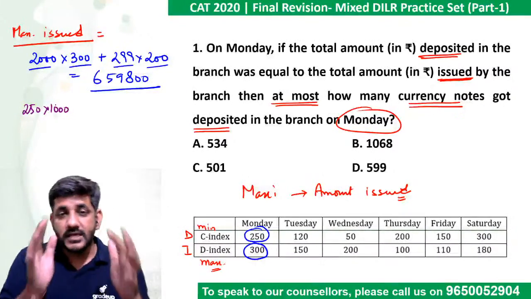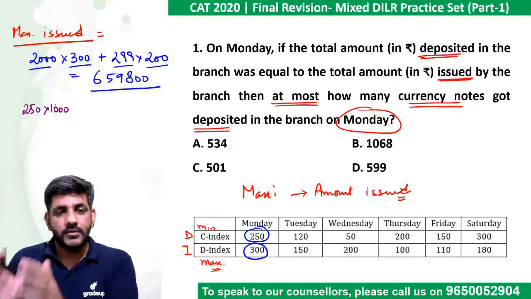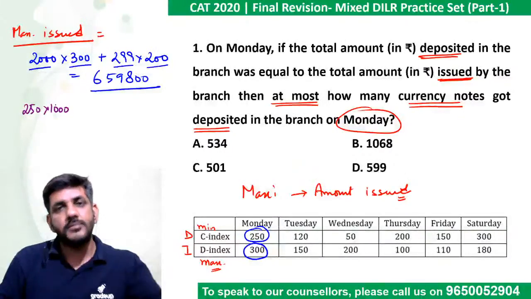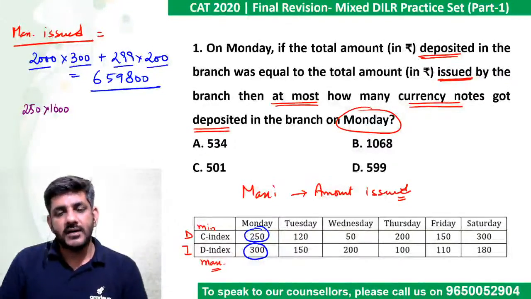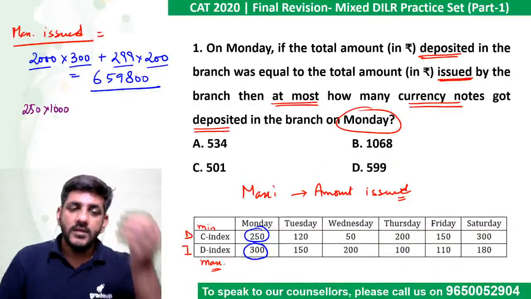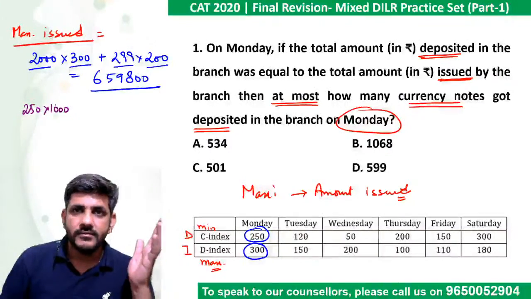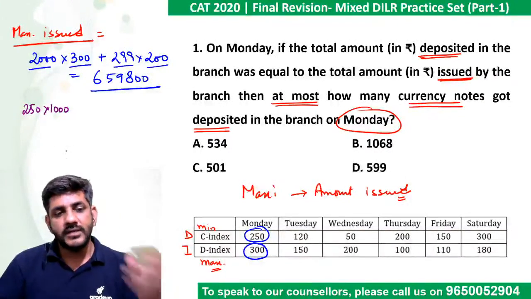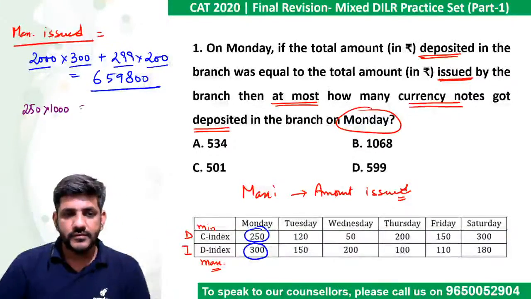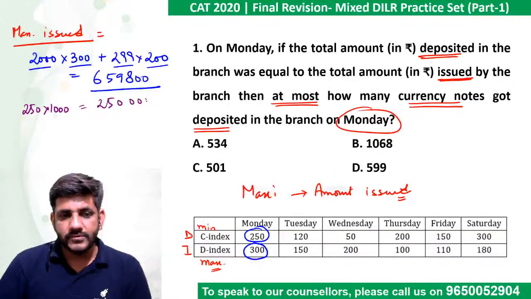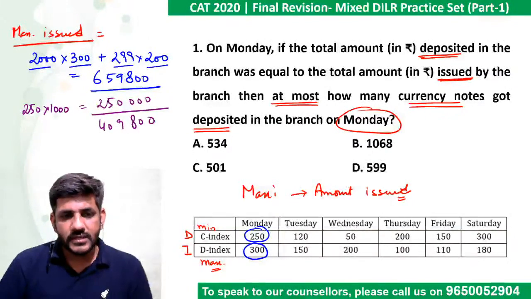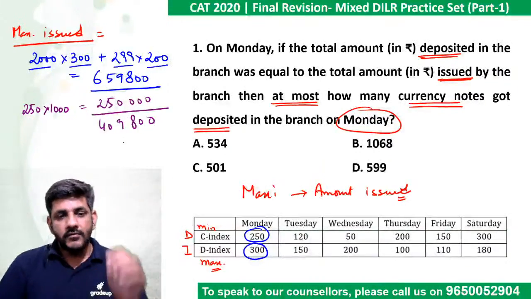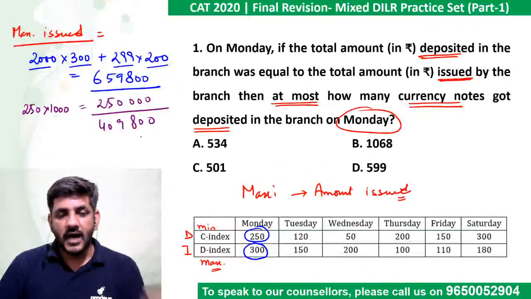6,59,800 be in as many notes as possible of smaller currency, because the smaller the currency, the higher would be the number of notes. So I would try to keep all of them in 500, but I cannot do that, because the question says minimum 250 must be kept, right, for both. So I am assuming that I kept 250 notes of 1000. So 250 notes of 1000 makes 2,50,000 rupees. So how much more is remaining now? 4,09,800 more are there. From these 4,09,800, how many notes of 500 can I produce?